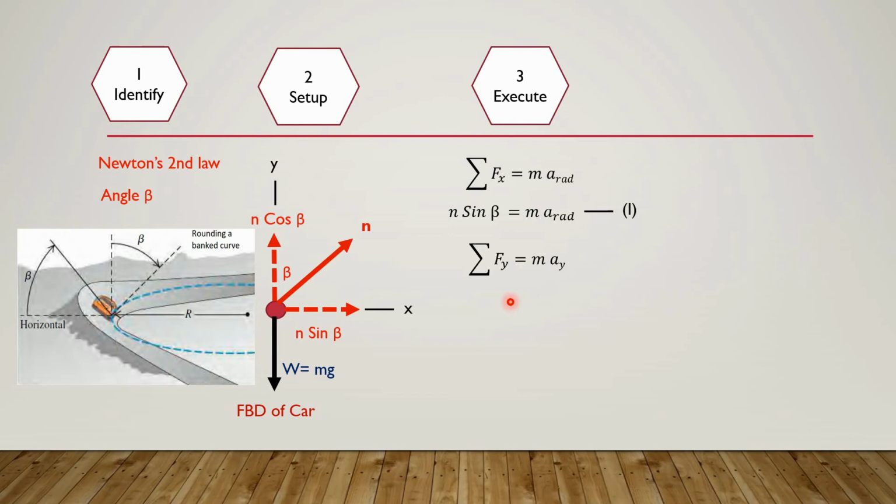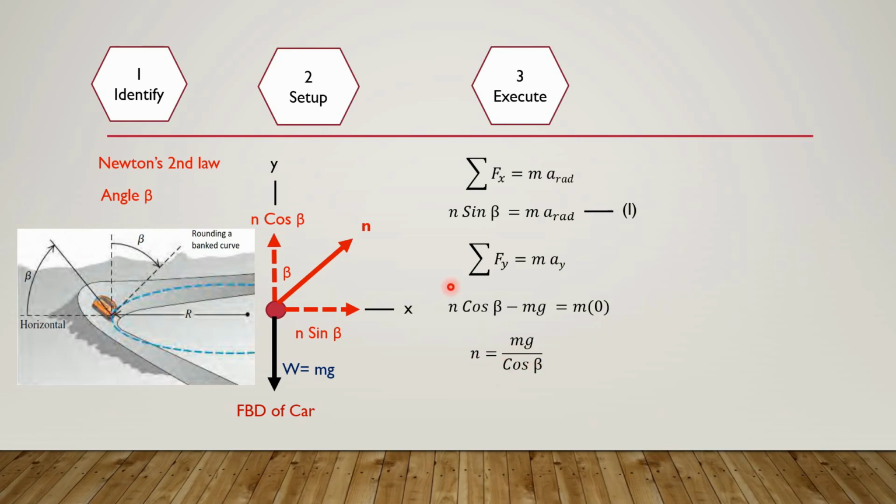Next we will apply the second law of motion along the y-axis. Sigma Fy means n cos beta is positive and mg is negative. So n cos beta minus mg is equal to m into a y. The acceleration along the y-axis is 0, as there is no motion of the car along the y-axis, so we will get the value of n from here. n is equal to mg over cos beta.